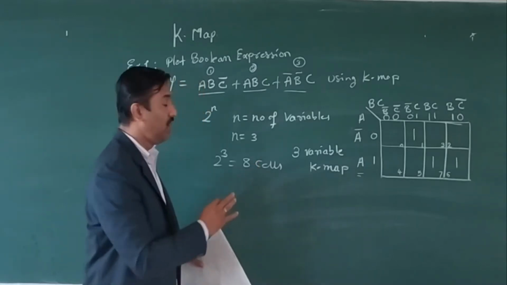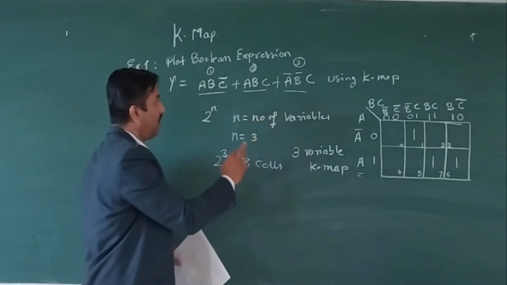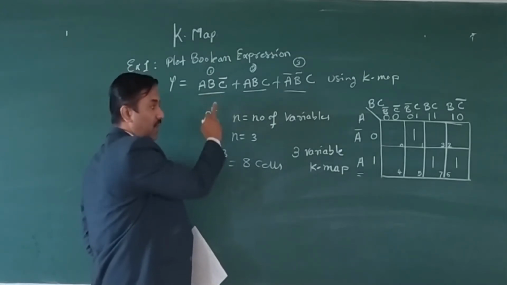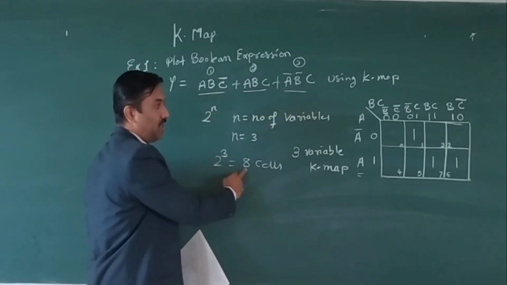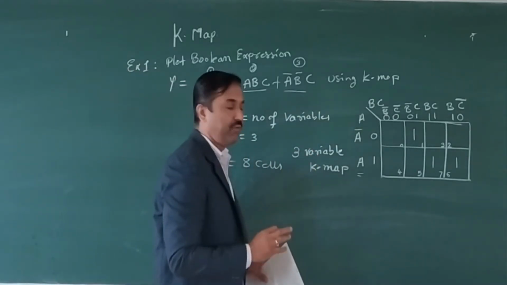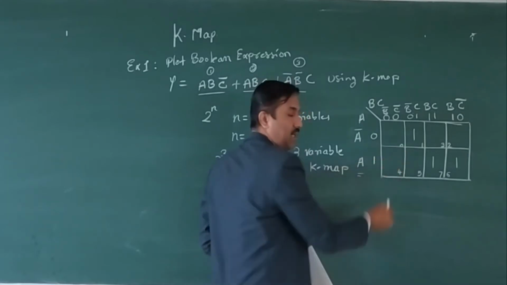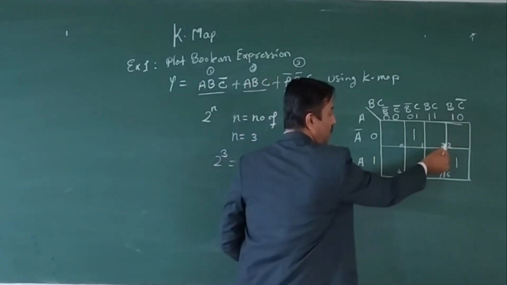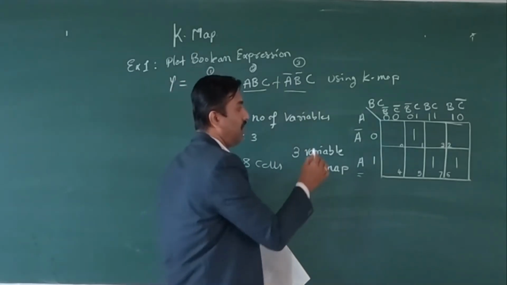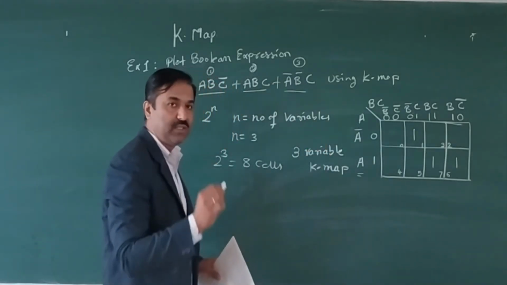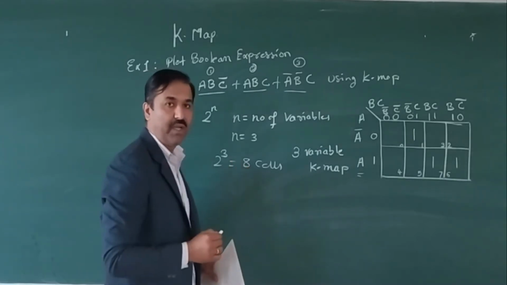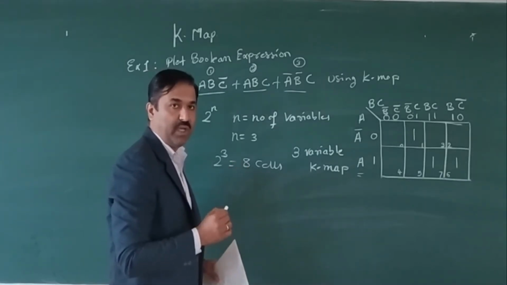So first, whatever product terms are there, look into the number of variables given in the expression: 3 variables. So 2 raised to 3, how many cells? 8 cells. Okay, we are going to plot a K-map for 3 variables. The cells are numbered 0, 1, 2, 3, 4, 5, 6 and 7. So a total of 8 cells, and now I need to put ones into those cells where the product term is a part of my given Boolean expression.